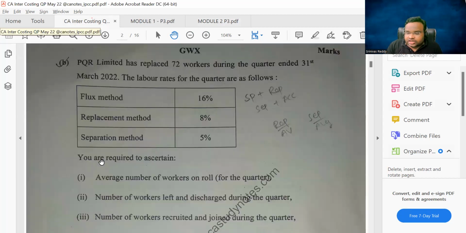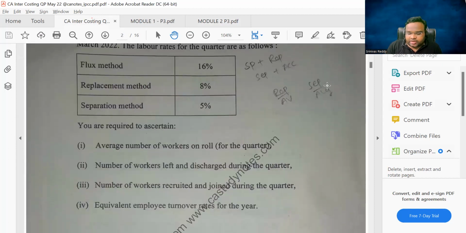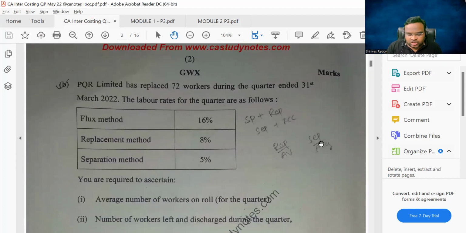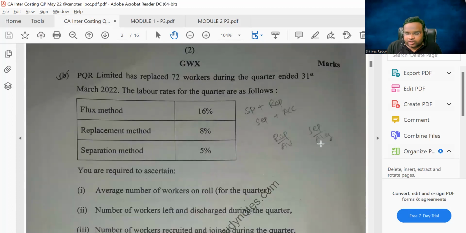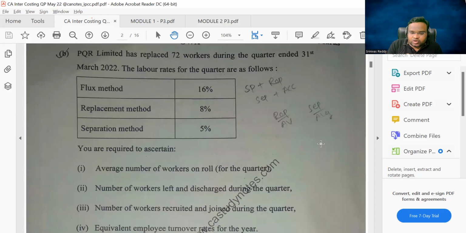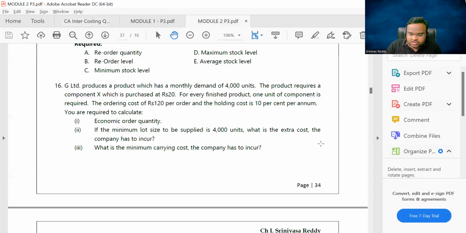This is about the three methods given: flux method, replacement method, and separation method. It asks us to calculate the average number of workers on roll, number of workers left and discharged, number of workers recruited and joined, and equivalent employee turnover rates for the year. The new part is only the equivalent employee turnover rate, because this is given for a quarter, and we need to calculate it for the year.